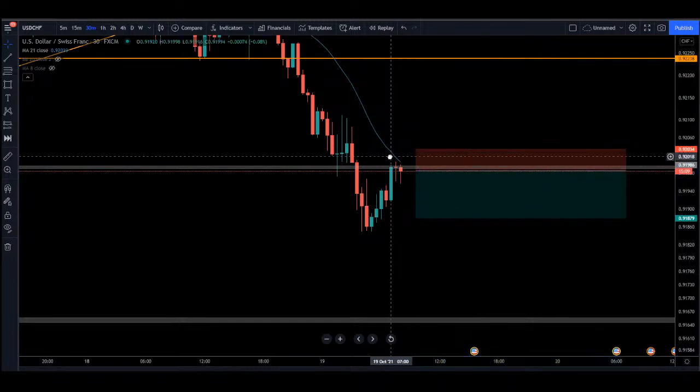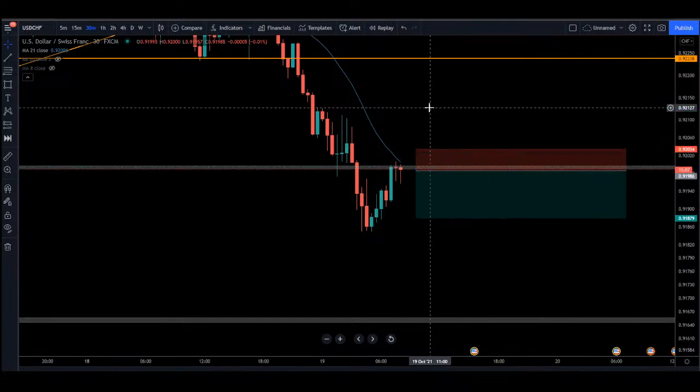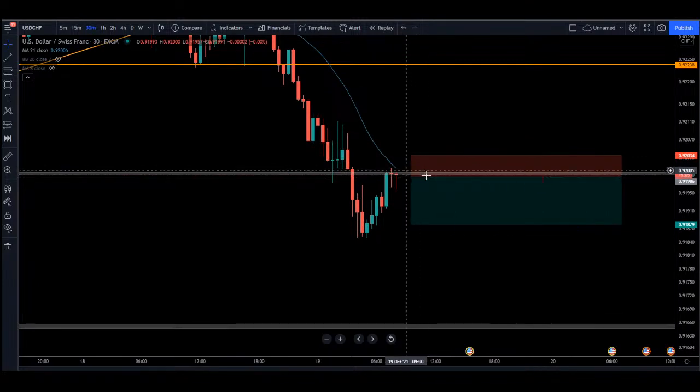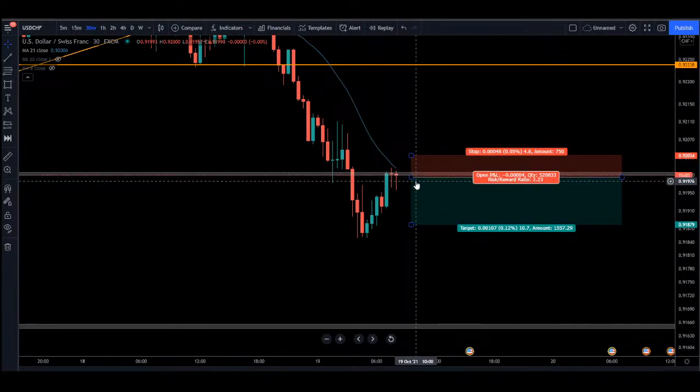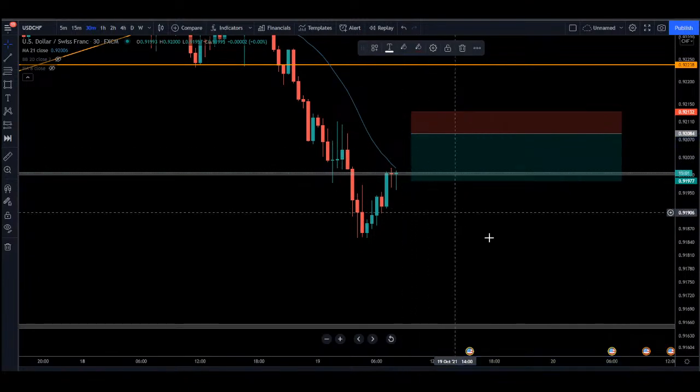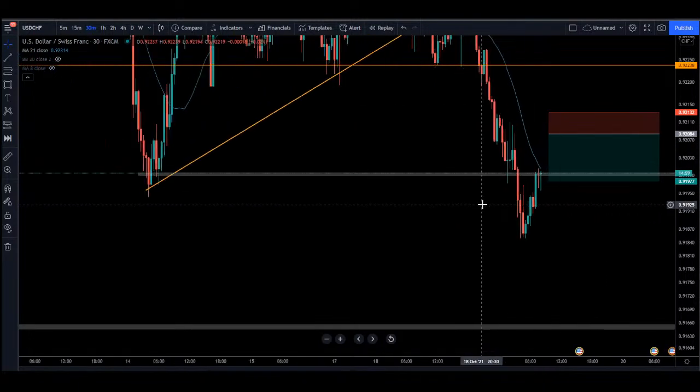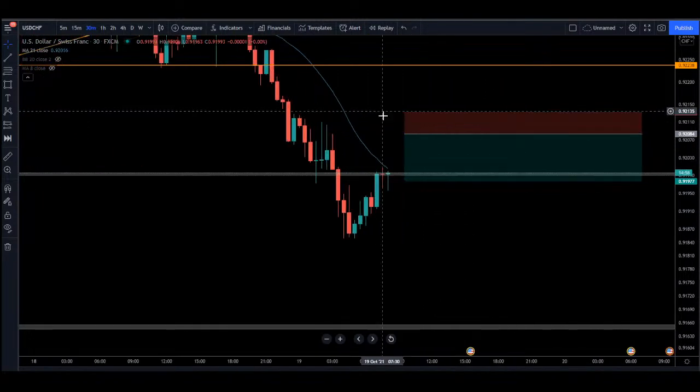Personally, I believe that this resistance can be broken, so that's why I'm not opening this position. And if it gets broken, then I would be looking for sells up here.